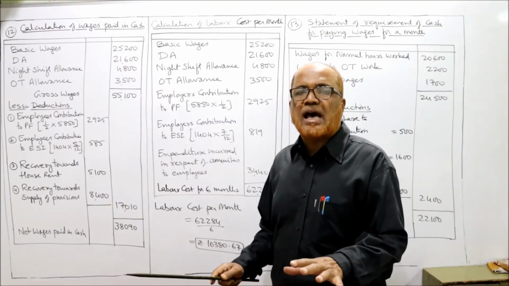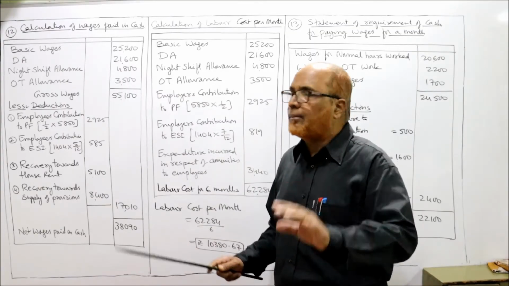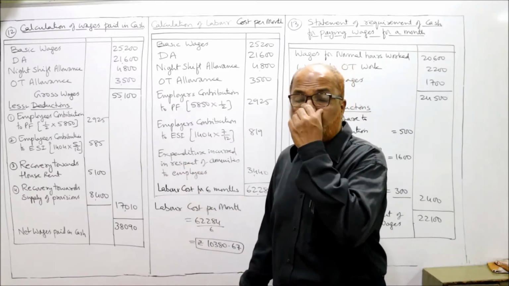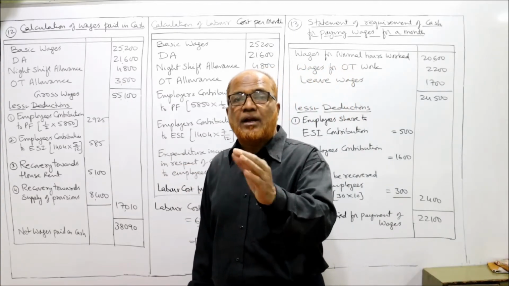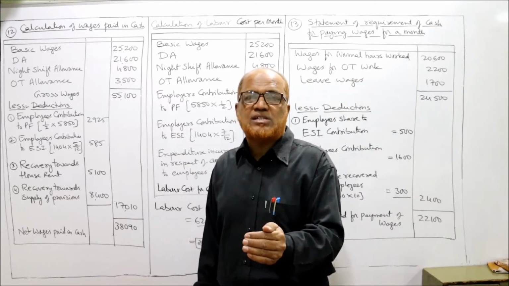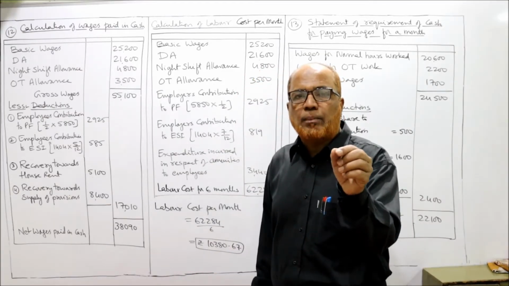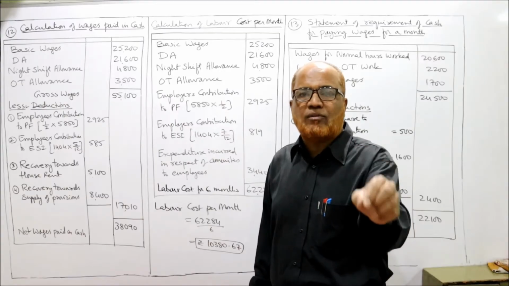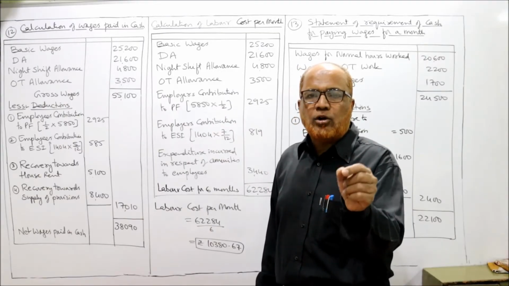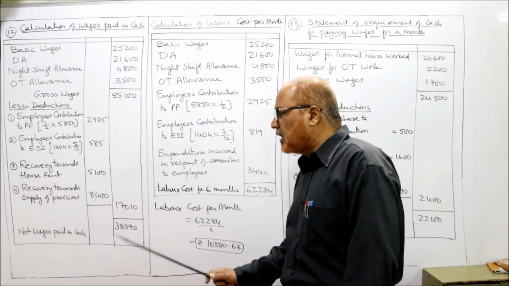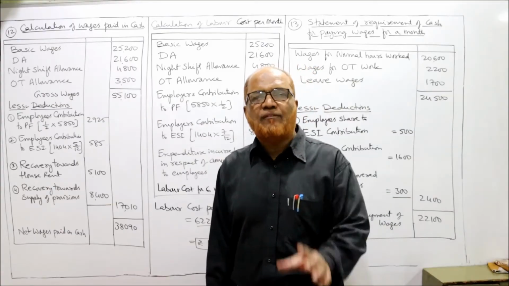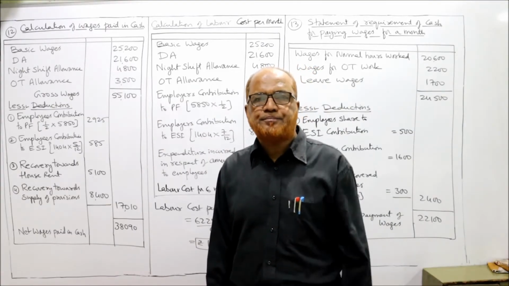The gross salary and wages of the employees are 55,100. From gross wages, deductions are made from wages and salaries. How much? 17,100. The net amount paid in cash to the workers is 38,090. The first part of the problem is completed.